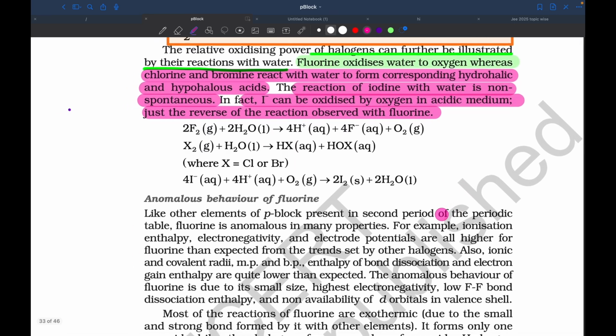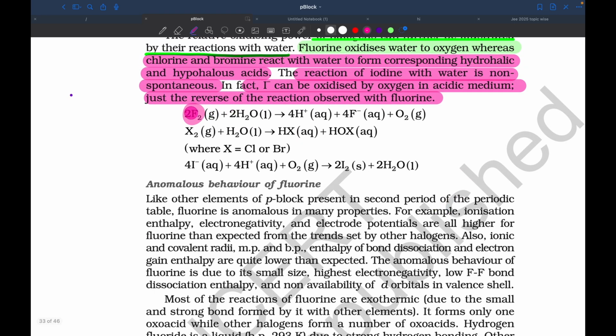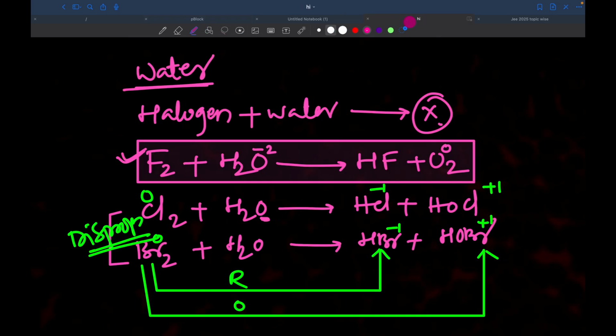So here are the reactions. Fluorine reacts with water to produce oxygen gas, so here this is going to be HF. Whereas X2, where X is chlorine or bromine, reacts with water to form HCl or HBr and HOX. But when iodine reacts with water, there is no possibility of the reaction. Look at the reverse reaction. The reverse reaction is possible. What is the meaning of this, right?